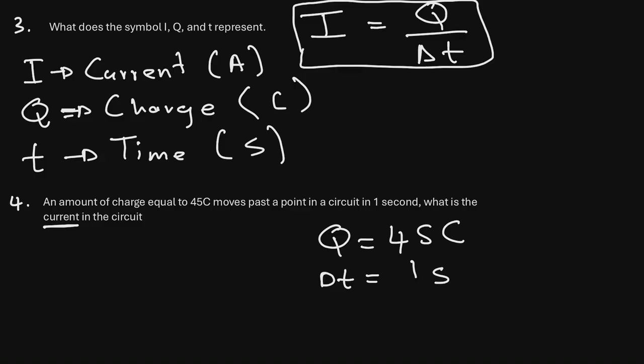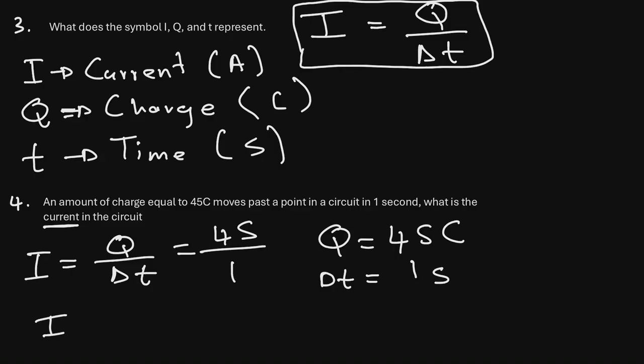So we know the equation that will help us to determine the amount of current is going to be this one, because we have the charge and the time. So we are going to say that, okay, the current is equal to the amount of charge divided by the change in time. So the amount of charge is 45 and the time is 1 second. So if you put that in your calculator, the current is going to be 45 amps.